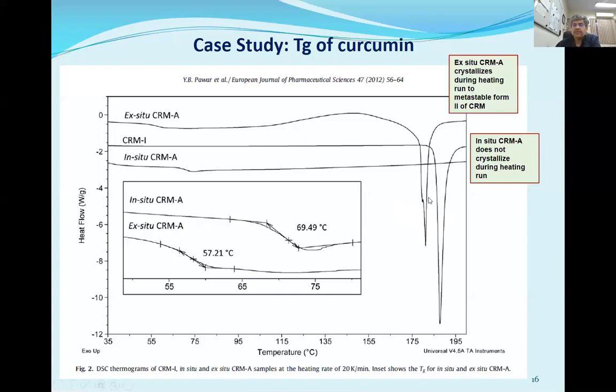So in this case, we see that the metastable crystalline form of curcumin is appearing, although it is not showing conversion to the stable form during this DSC run. But if you slow down the heating rate, or if you store it for a reasonably longer period of time, it will convert to the stable polymorphic form later on.